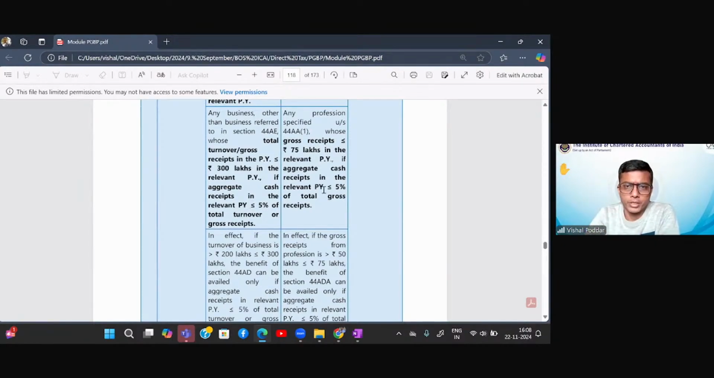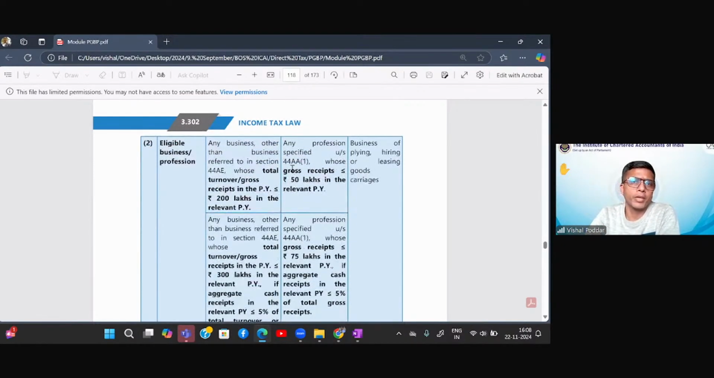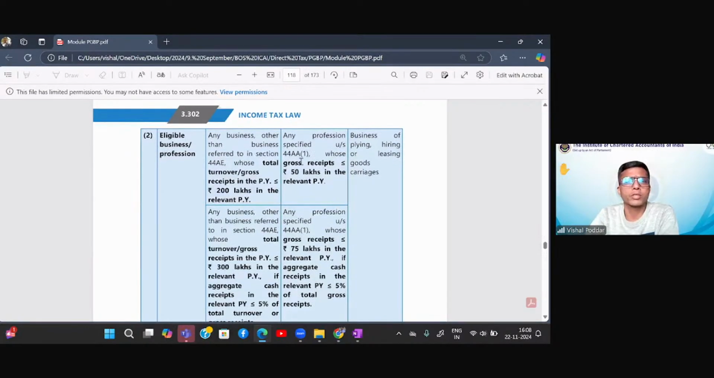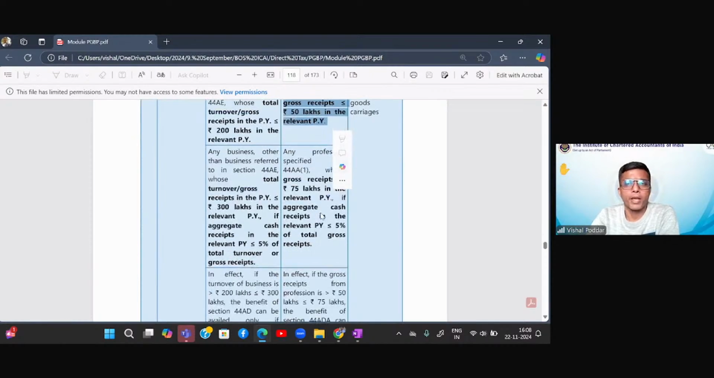Similarly, for professionals, when they come in this specified section or presumptive income clause, when their gross receipt does not exceed 50 lakhs, or again, where their major receipts are in banking channel, except up to 5% receipts are in cash, then for them also this section applies with a higher limit of 75 lakhs.